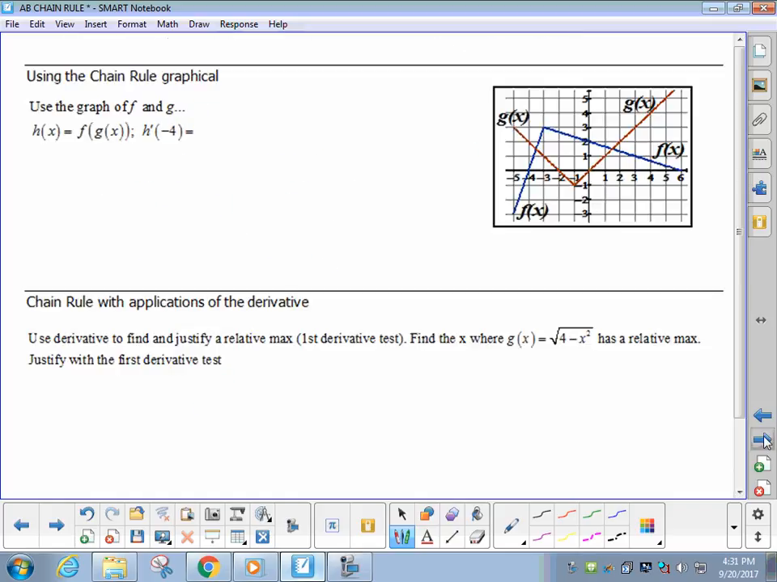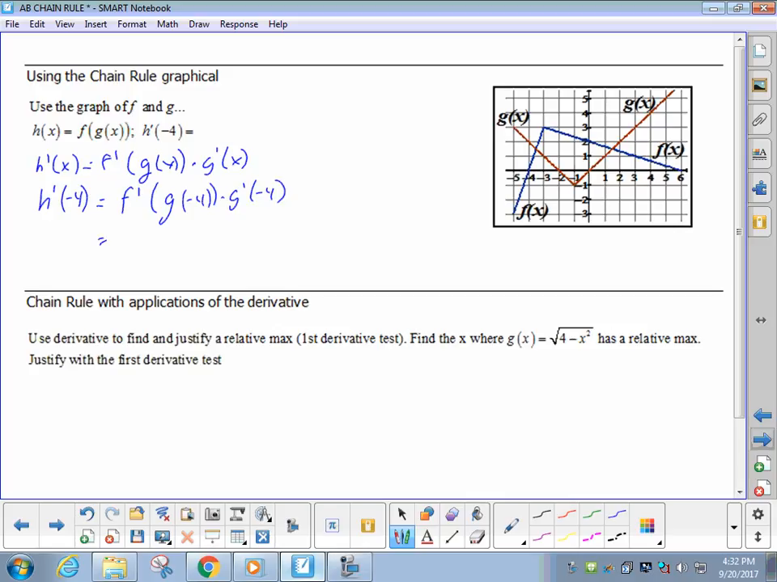Moving on to a graphing case here. Say you were given graphs and you wanted to use the chain rule. H is a composition, so the derivative of H is f prime of g stays the same times g prime. Derivative of the outside with the inside the same times the derivative of the inside. So h prime at negative 4 is f prime at g of negative 4 times g prime of negative 4.